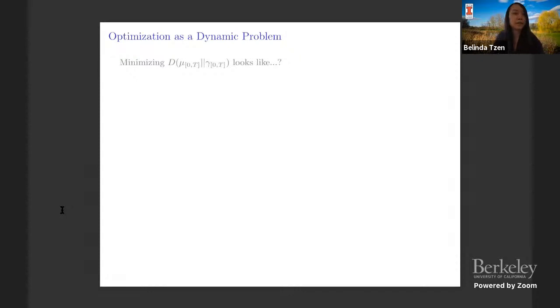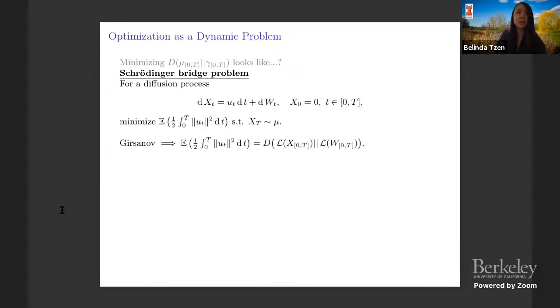Okay, so some of you may have looked at this pathwise divergence minimization and thought, okay, it looks kind of familiar, like some classic problem. And for those who know this classic problem, it's the Schrodinger bridge problem, which asks for some diffusion process that puts some drift on top of standard Brownian motion run over some time 0 to t, finite t.